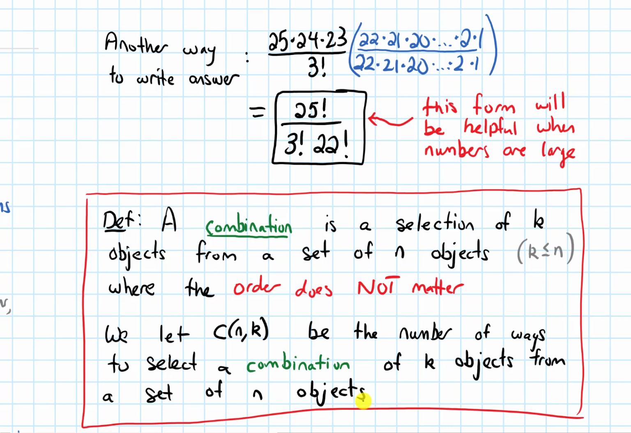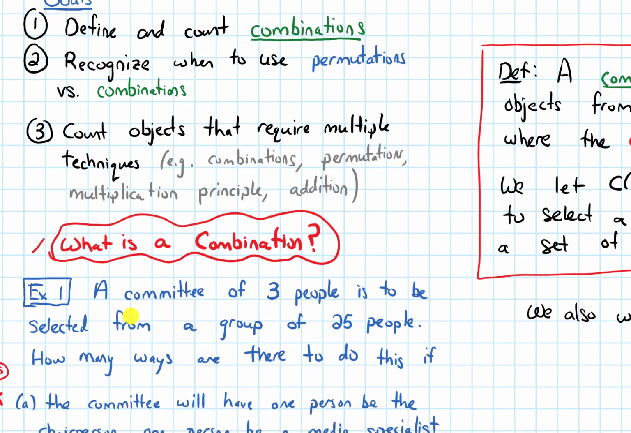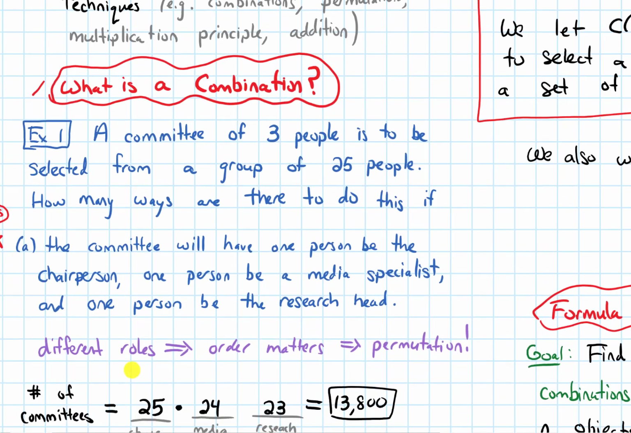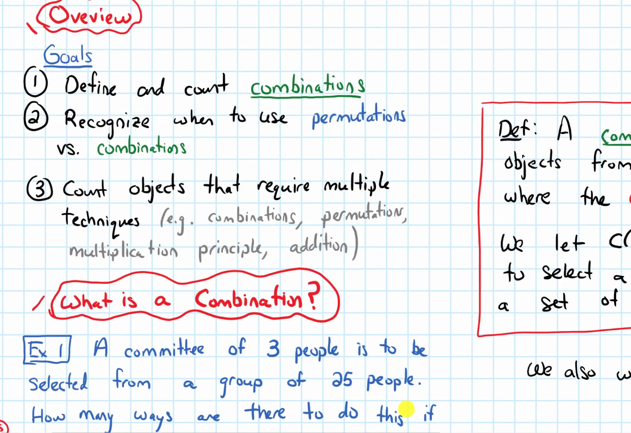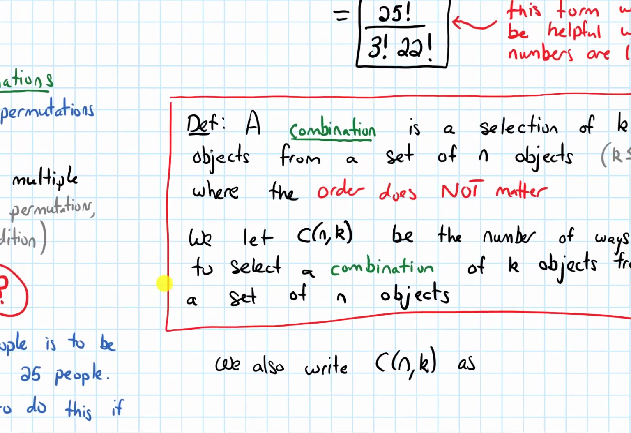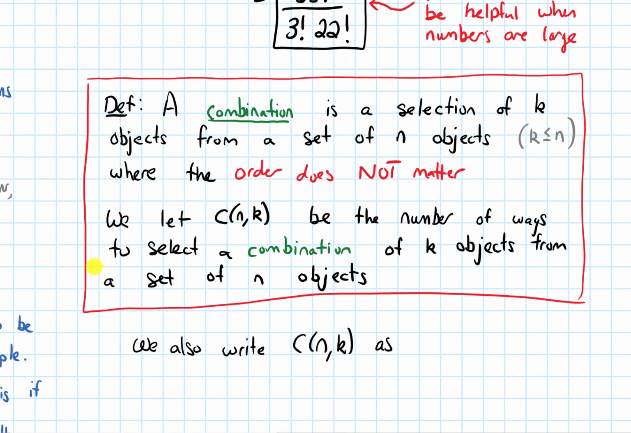So to recap a little bit, with combinations, when we're picking our k objects from the set of n objects, the order does not matter. And that's why we had to adjust for the overcounting. With permutations, which we talked about in our last lecture video, the order in which we picked the objects did matter. That was like part A in the example that we did here. The order did matter because the people being selected were filling different roles.